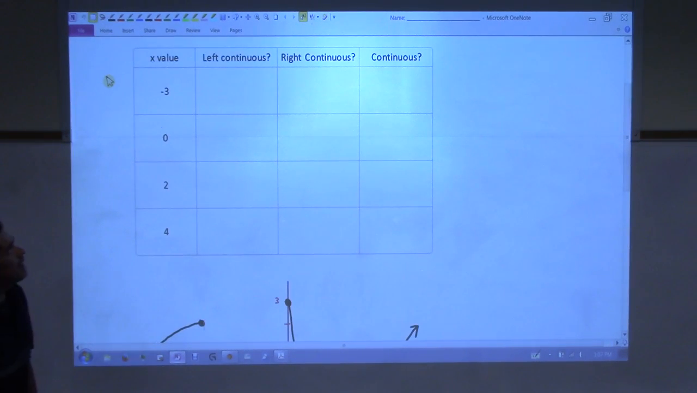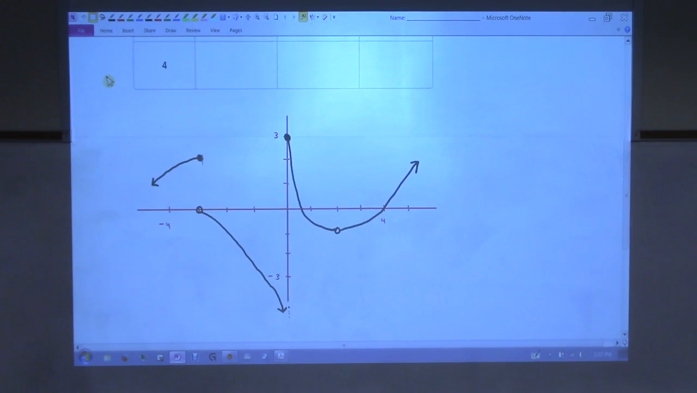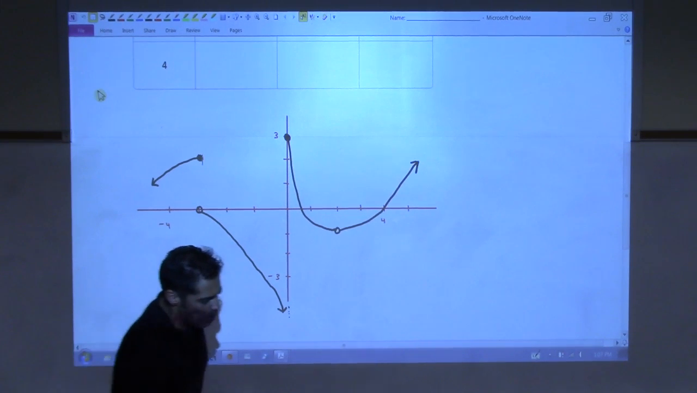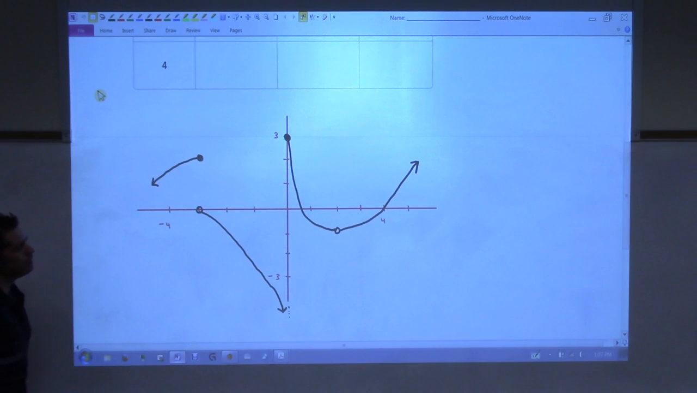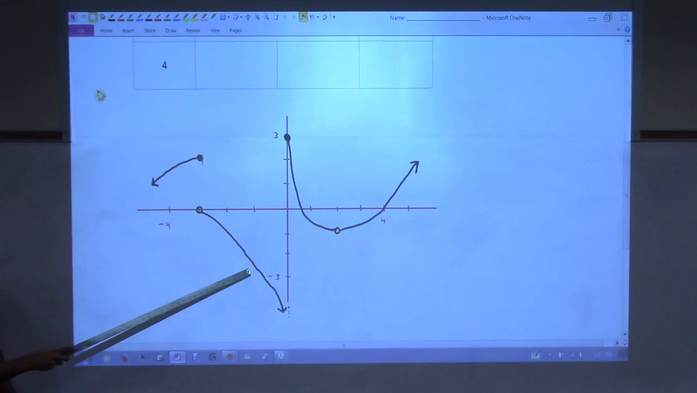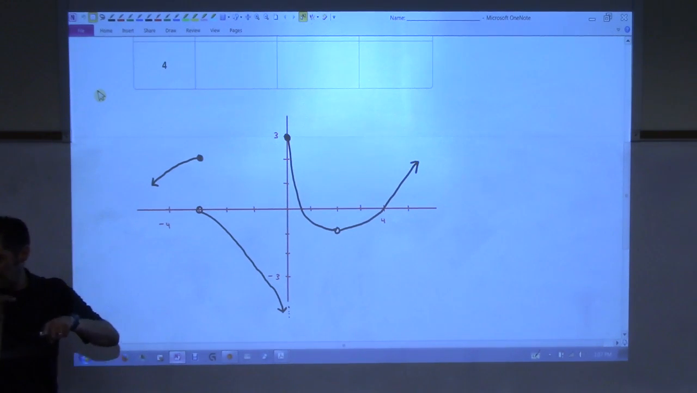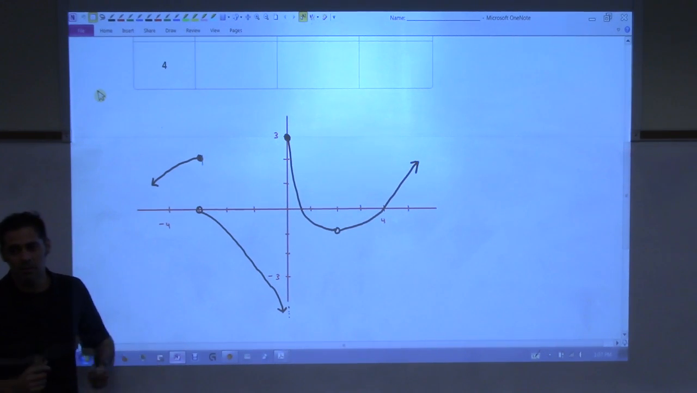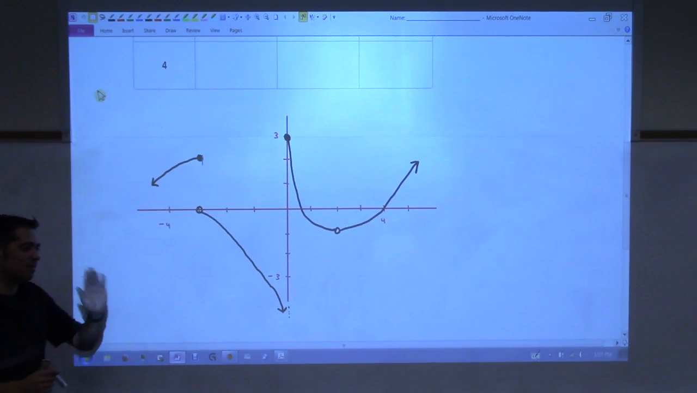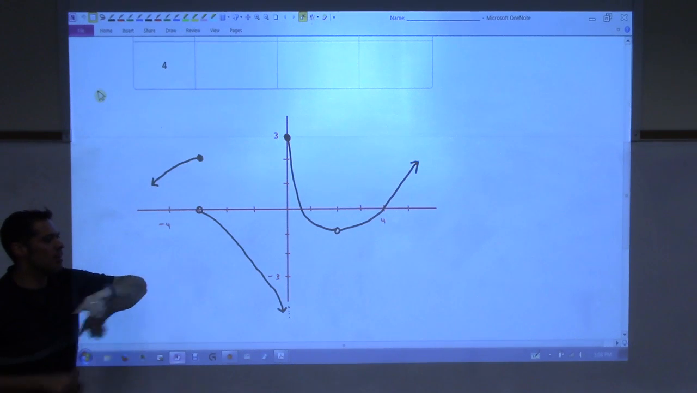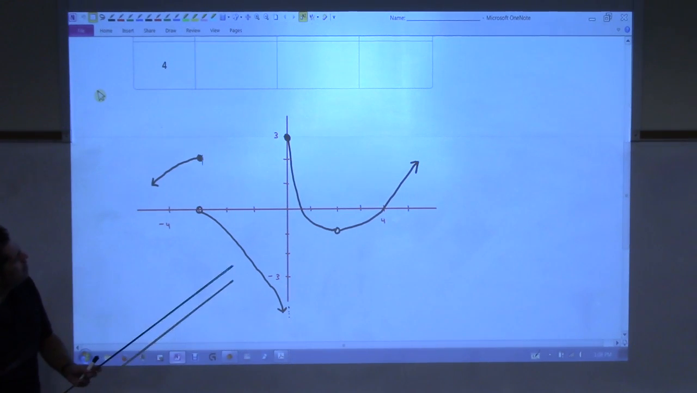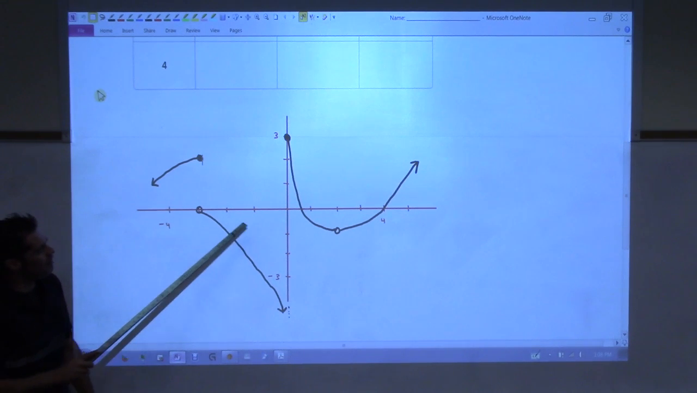All right, so I ask about left and right continuity and just overall continuity at 4 points. So at the point x is -3, right here, we are what? Left continuous. Are we right continuous? No. If you have to have both left and right continuity to be continuous, the only way you're ever going to be continuous is if both the left and the right are going to the same place. So left yes, right no, continuity no. At, what was the next point? 0?